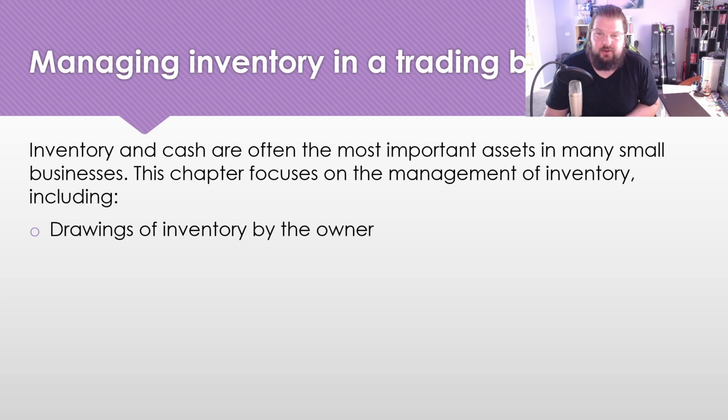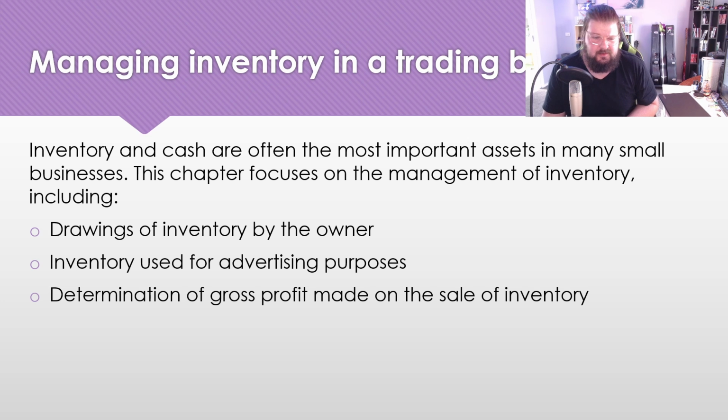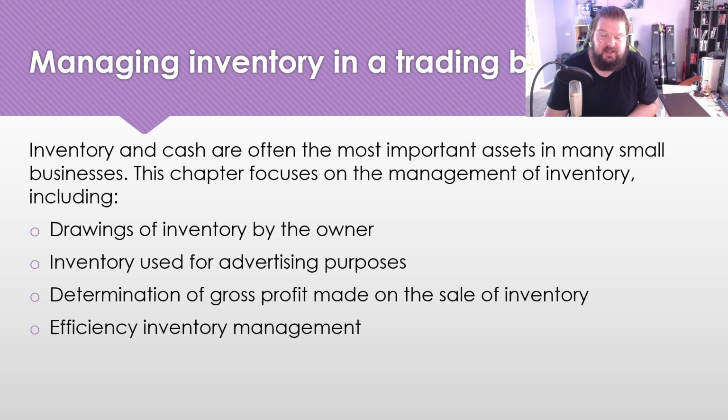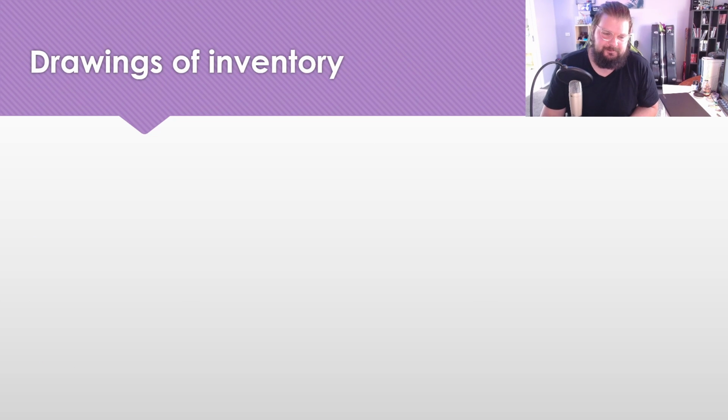Okay, so when the owner takes inventory out of the business, when it's used for advertising, determining the gross profit of the business, which is the profit that we make from our sales. We're not considering any other expenses. We're also looking at how we efficiently manage our inventory and how we protect it. Okay? And finally, we'll be looking at our turnover rates.